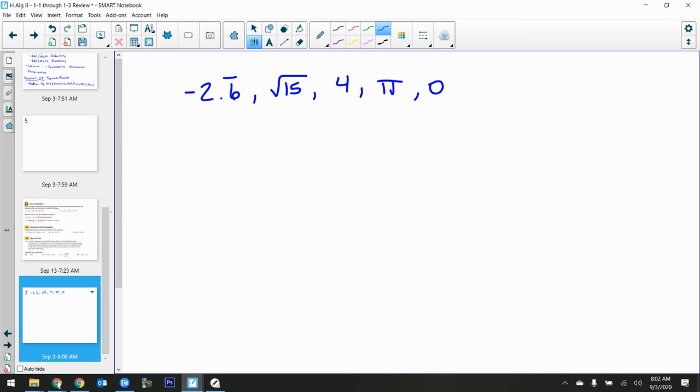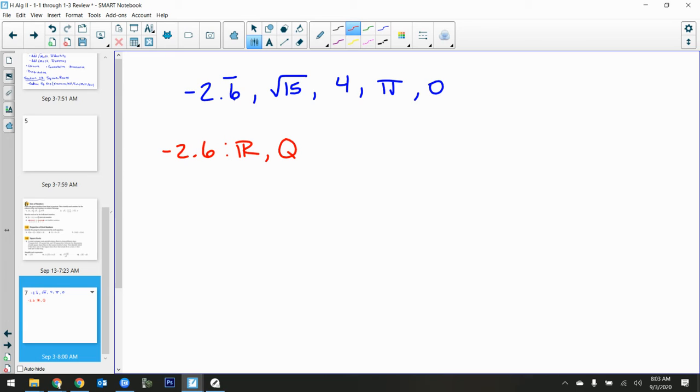Okay, so let's start here. What's the first number that should be on my list? Negative 2.6, the first one that's on my list. Okay, so let's go through. It's real, bold R. Is it rational or irrational? Rational. It is rational. Remember, irrational is if it never terminates and it never repeats. This one is repeating, hence the line above it.